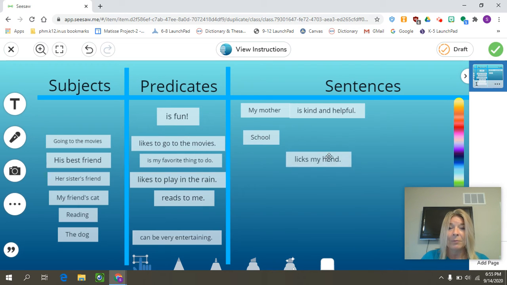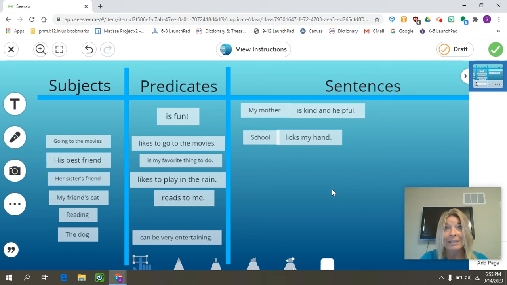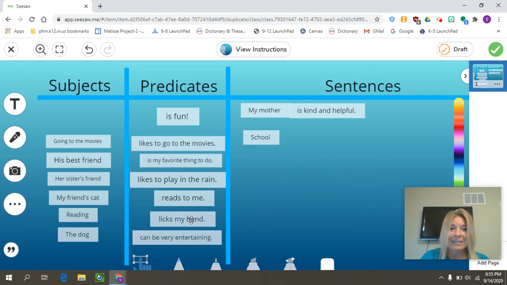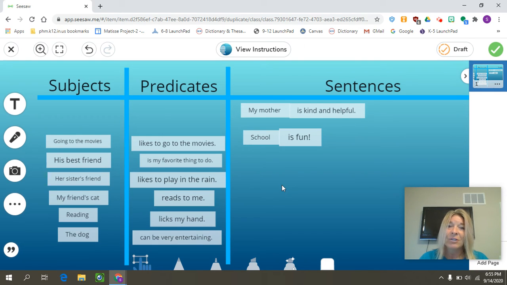Look at how silly this one would sound. School licks my hand. It is a complete sentence. It has a subject and a predicate, but it doesn't make sense. So that would be a kind of a silly sentence. How about is fun? We'll go with school is fun. I like that one today. School is fun. Once again, you might say there's something that's better. We're just picking a few of these so that you can see what a subject and a predicate are in a sentence and see that it makes sense.